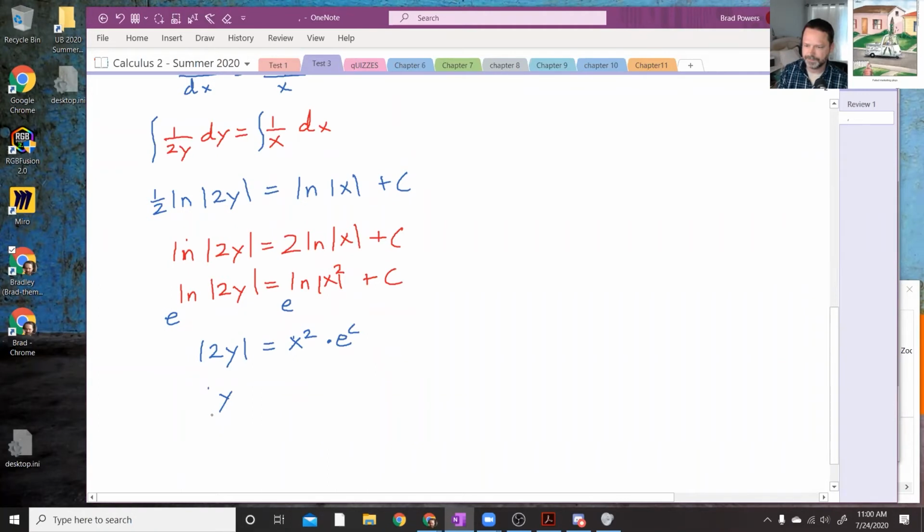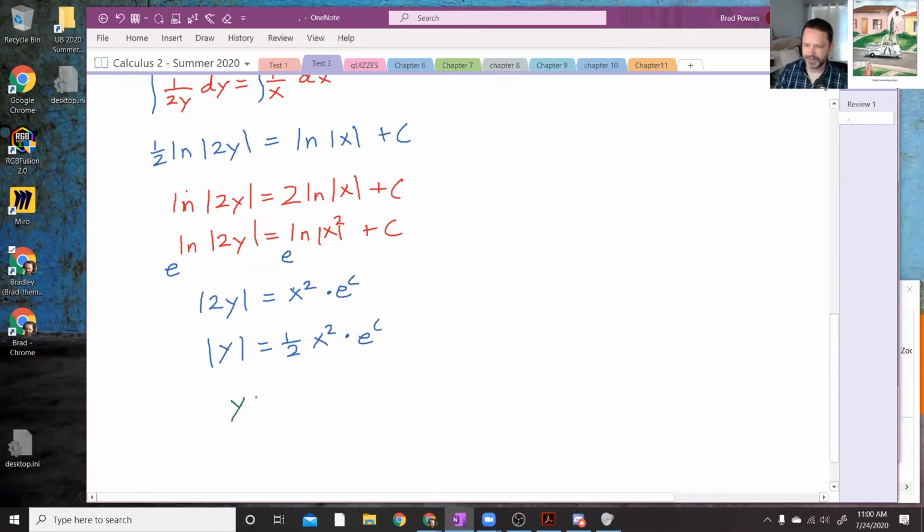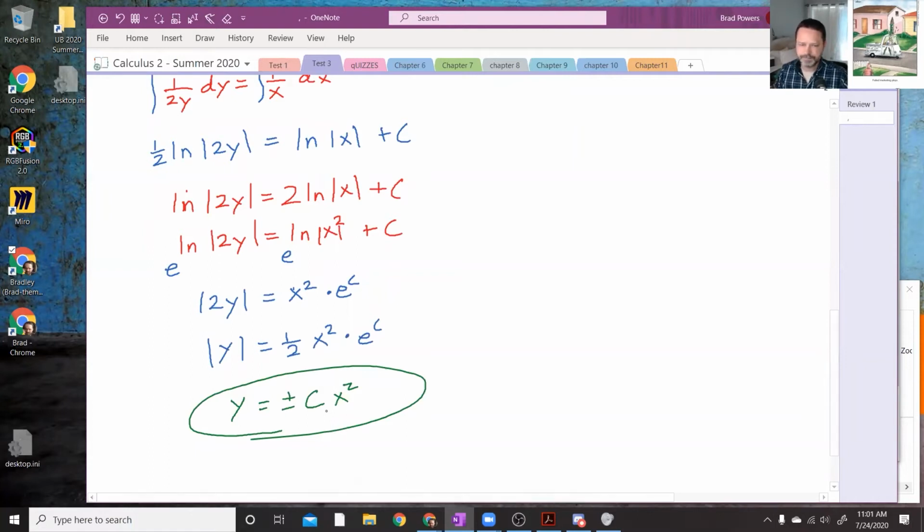Divide both sides by 2. We get y is equal to 1/2 x squared times e to the c. And you know what? This 1/2 and this e to the c can go together, and I'll just make that a different constant. So we can just say, y is going to be plus or minus c times x squared. And that would be our answer. So there's the work for that guy. Is that okay, guys?